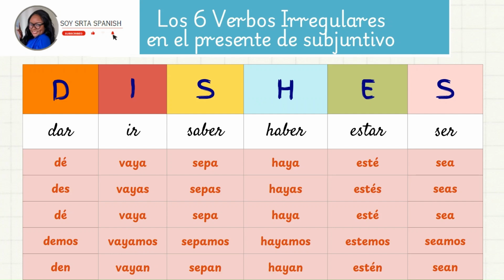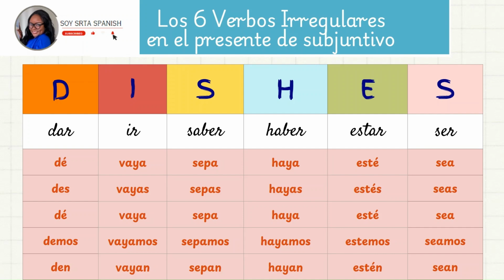Now, there are 6 irregular verbs in the present subjunctive, where we cannot look at the verb in the yo form and run with it. We have to just learn that, oh, this is irregular, it's different, this is how it is, I will just have to learn it. Now, we can use the acronym DISHES to remember what these verbs are. The verbs are dar, from D, ir, saber, haber, estar, and ser. All of these verbs would be irregular in the subjunctive.